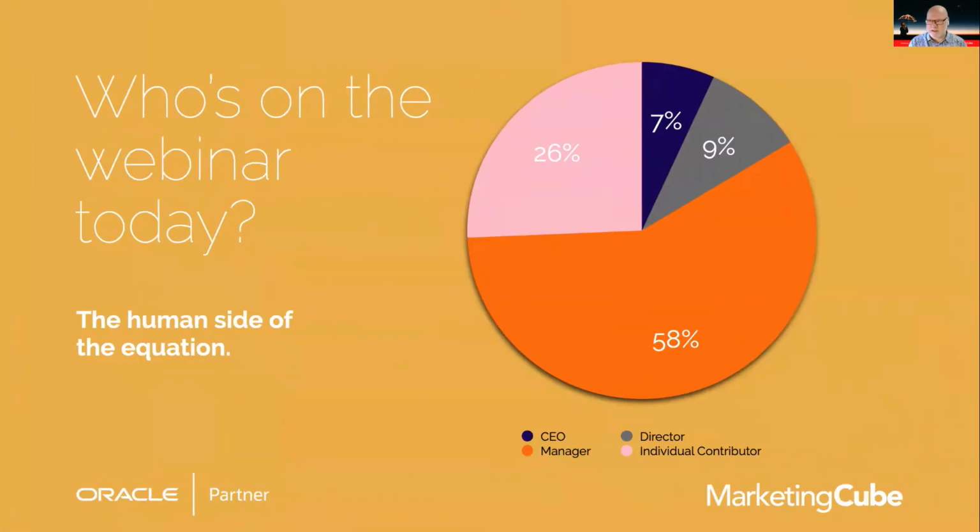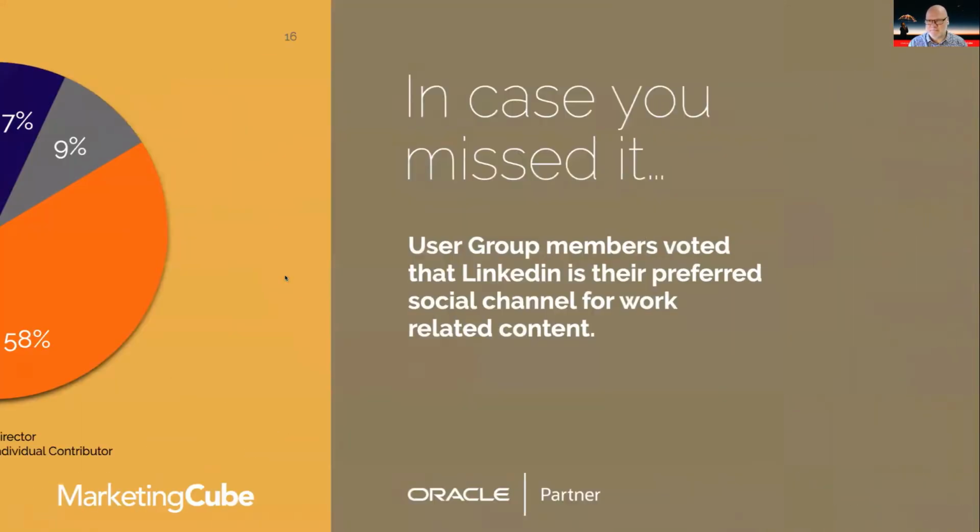And then who's on the webinar today? So we have a range of people on the call with us today. You can see the vast majority of people fall within the marketing manager type of category, a few marketing directors, some individual contributors, and that 7% CEO is actually made up of a couple of CMOs and I think a CMO or CEO or two as well. So a mix, but yeah, marketing manager tends to be the lion's share of people that attend.